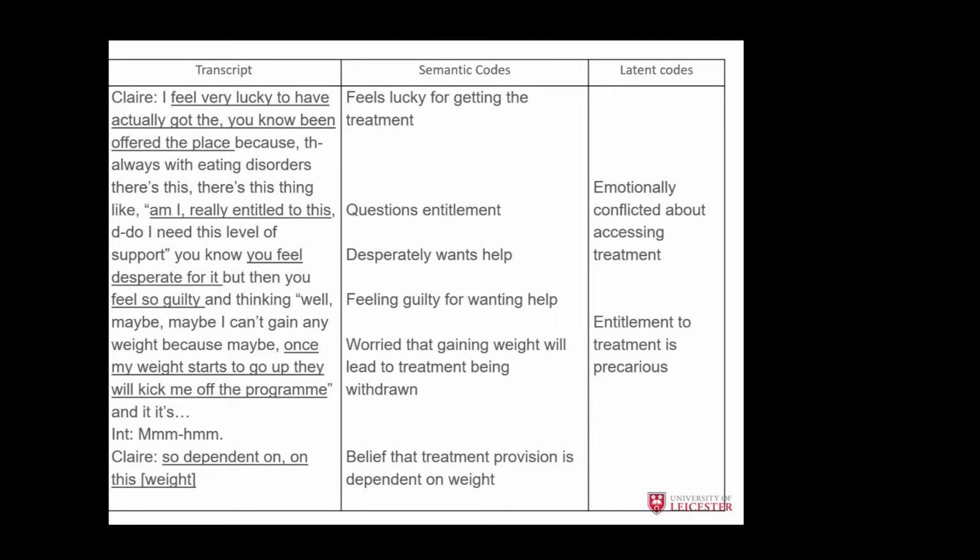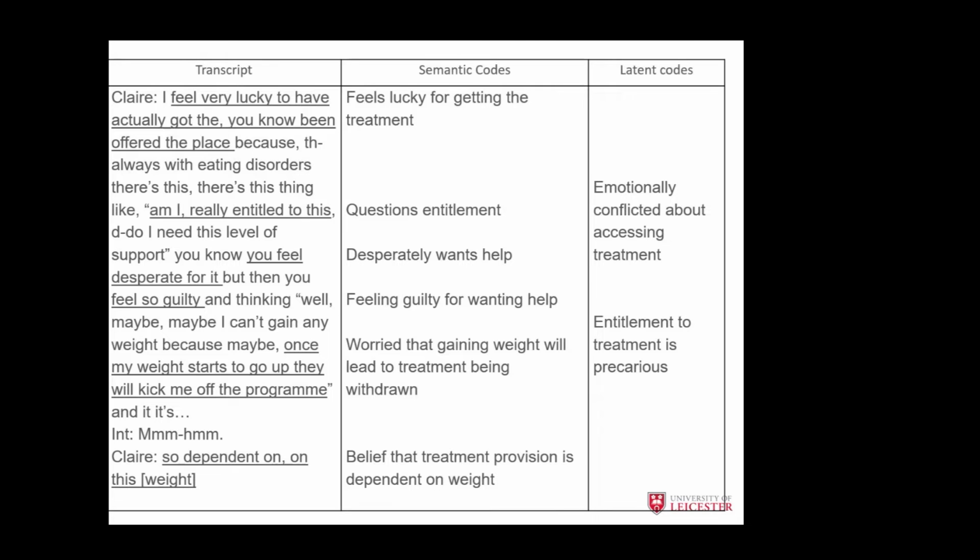She then goes on to talk about her concerns about being on the programme, saying, I'm concerned that I can't gain any weight because maybe once my weight starts to go up, they might kick me off the programme. So it's so dependent on this weight. So again, keen to capture those points that Claire's making. So we've coded it as worried that gaining weight will lead to treatment being withdrawn, and belief that treatment provision is dependent on weight. And the idea with semantic codes is we just get a summary of what people are saying in their interviews. And you can see, you could almost take Claire's transcript away and you can still see the content and the meaning of what she's saying.